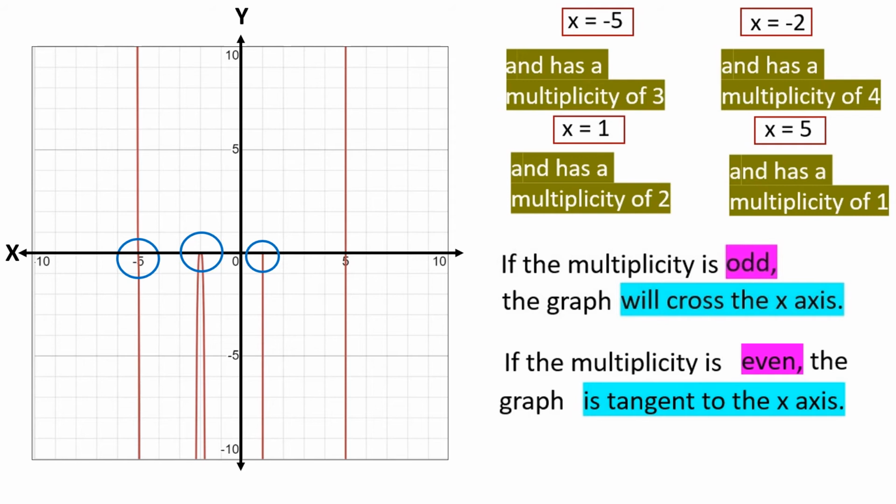So, yung isa, x is equals to 5. Ayun siya, oh. Ilan ang multiplicity niya? It has a multiplicity of 1. So, isa lang. 1 is an odd number. So, tingnan nyo, yung red line, lumagpas siya sa x-axis. So, yan ang ibig sabihin na if the multiplicity is an odd number, the graph will cross the x-axis.